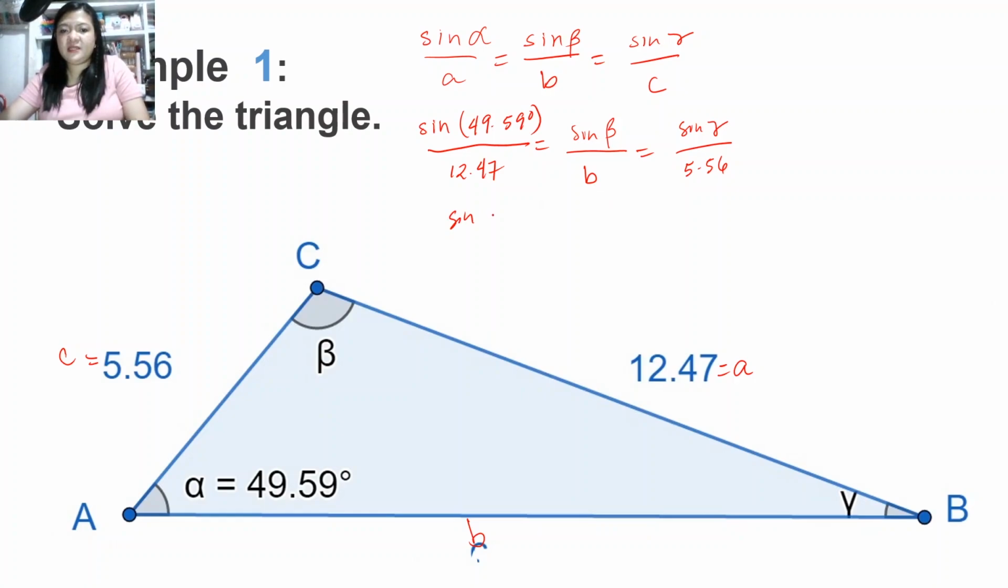Okay, so sine 49.59 degrees divided by 12.47 is equal to sine gamma over 5.56. Since we are looking for gamma, we can isolate gamma by cross multiplication.